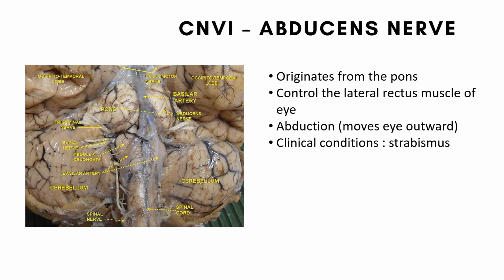Dysfunction of this nerve can lead to issues like strabismus, which is cross eyes, and the abducens nerve is not only essential for eye movement, but it also serves as an integral part of neurological assessments.